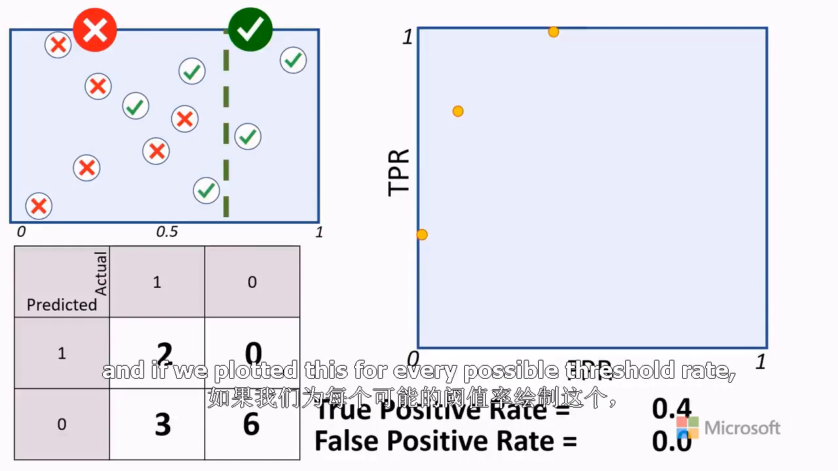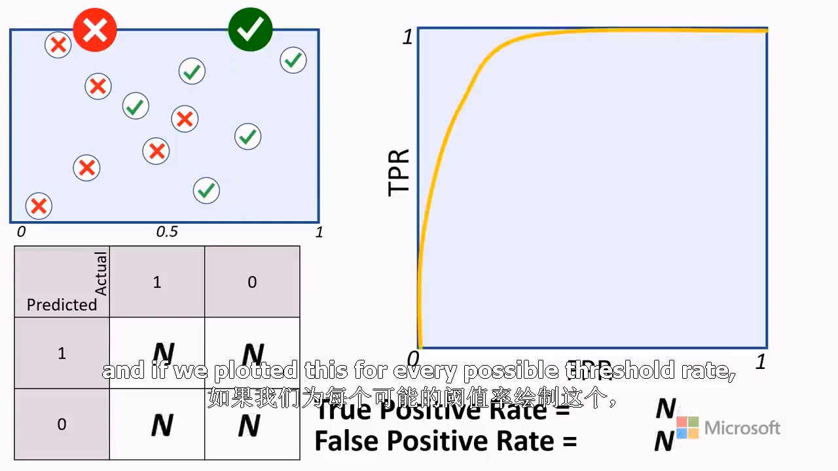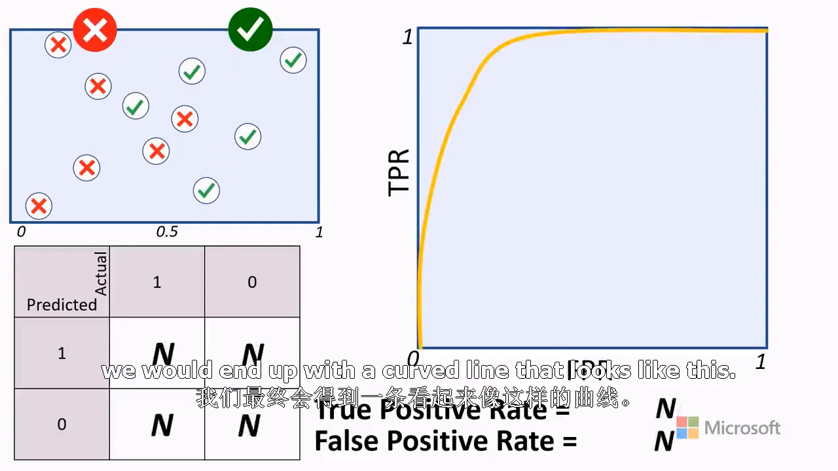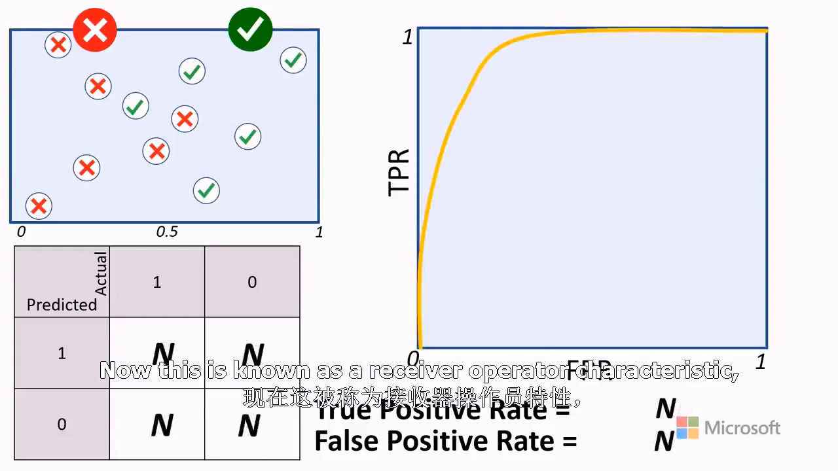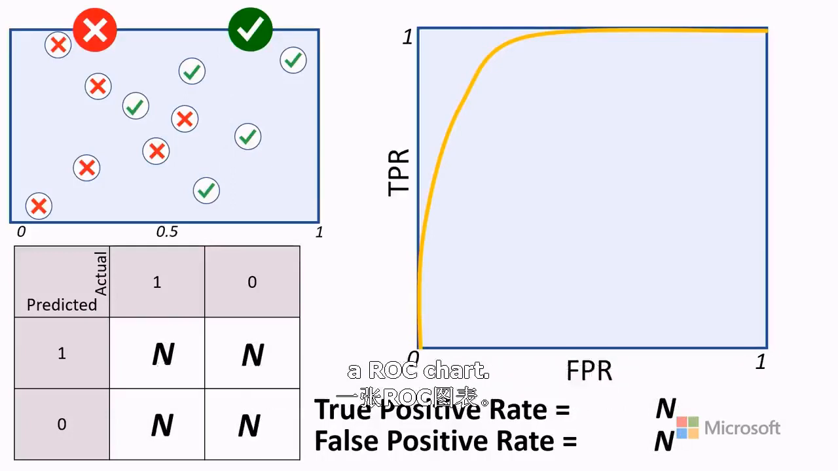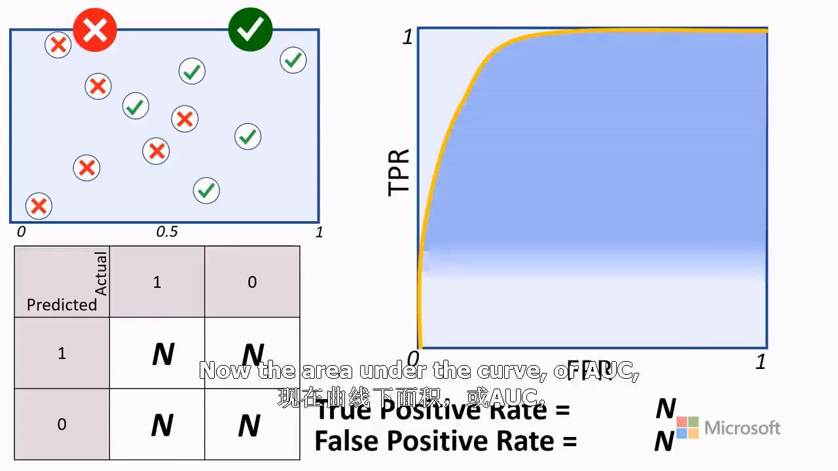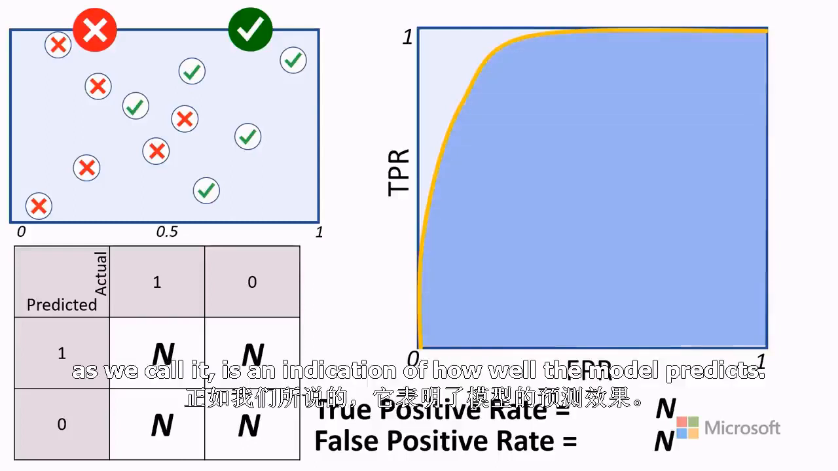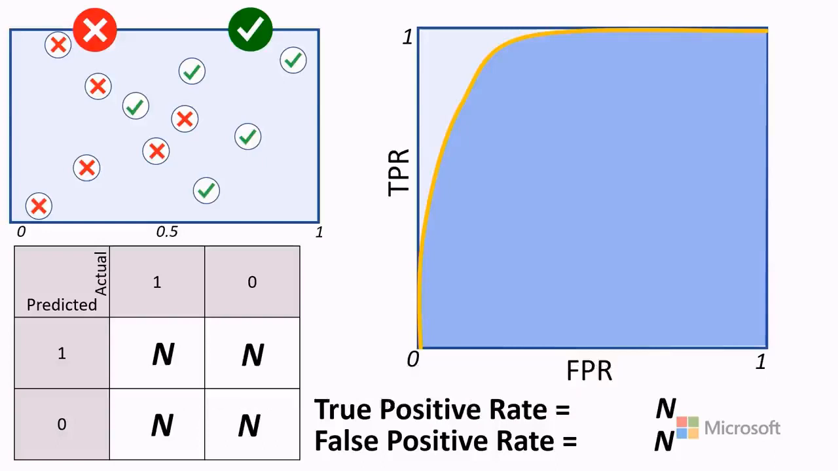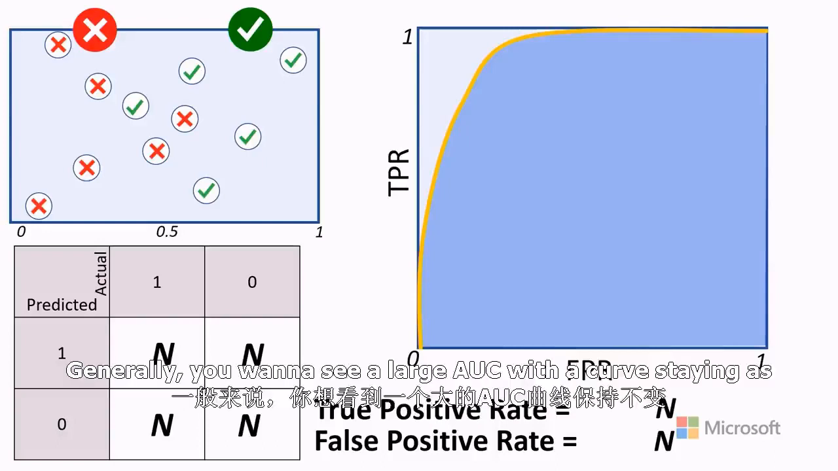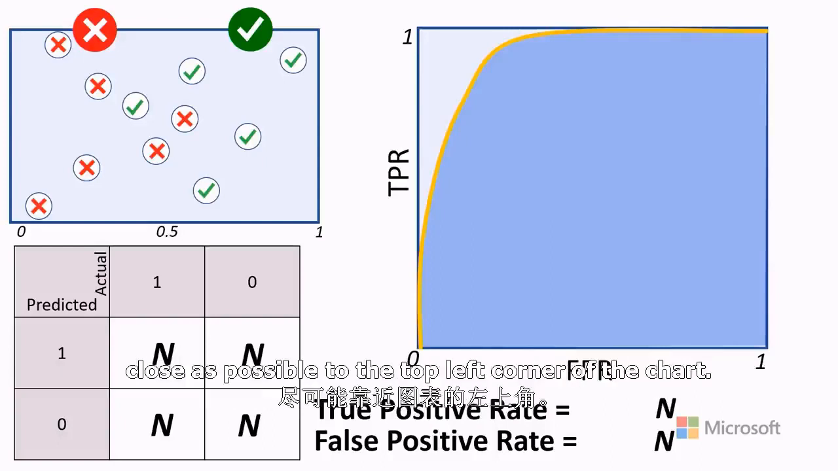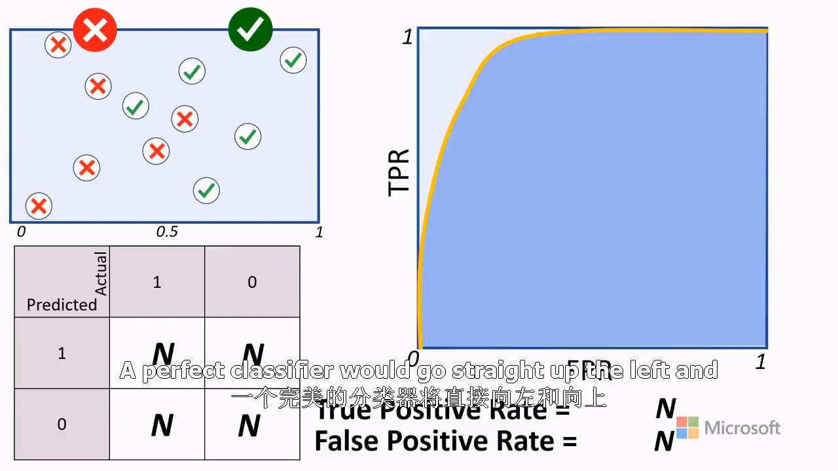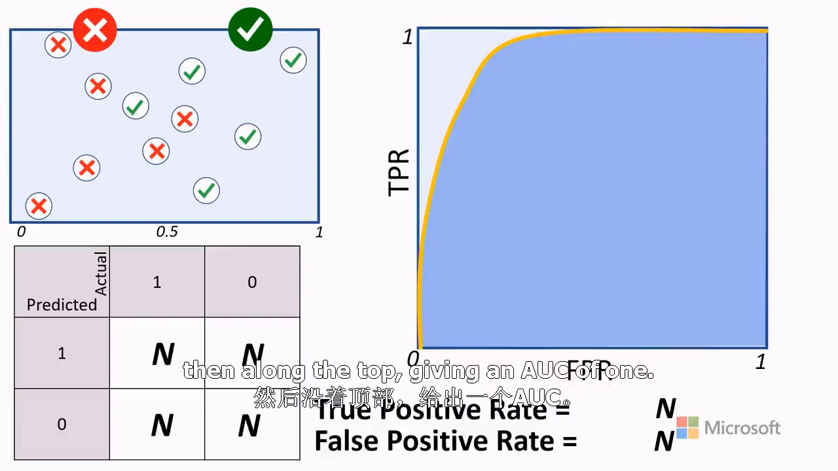And if we plotted this for every possible threshold rate, we would end up with a curved line that looks like this. Now this is known as a receiver operating characteristic, or ROC chart. Now the area under the curve, or AUC as we call it, is an indication of how well the model predicts. Generally, you want to see a large AUC with the curve staying as close as possible to the top left corner of the chart. A perfect classifier would go straight up the left and then along the top, giving an AUC of 1.